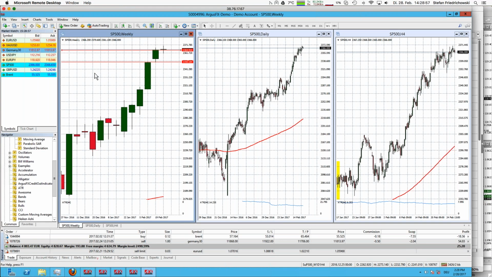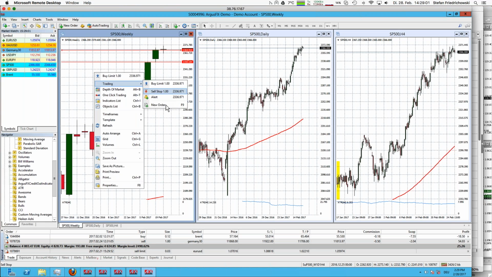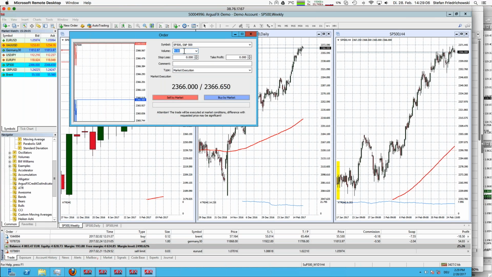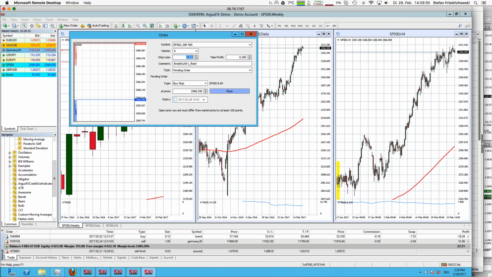And so now we can place a new order, and that new order is once again now with 8 lots, and it's still a pending order. It's a buy stop order, and the comment is breakout W1 underscore fixed, and the entry price for that order is 2368.25. Stop loss is 2362.19, and take profit is 2398.55. So now I hope I have done everything right.